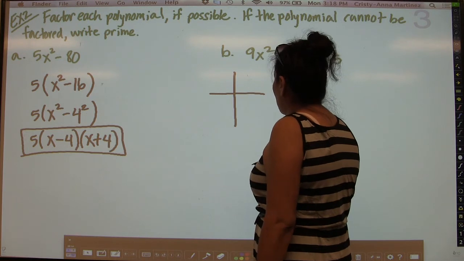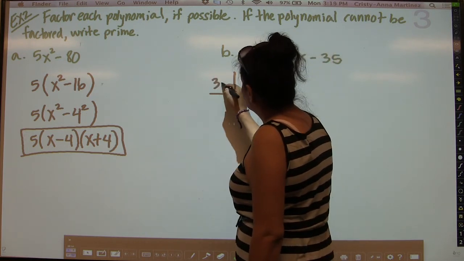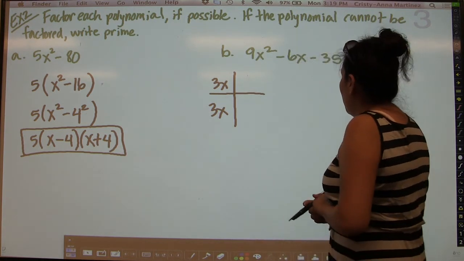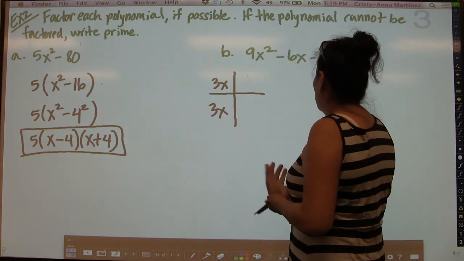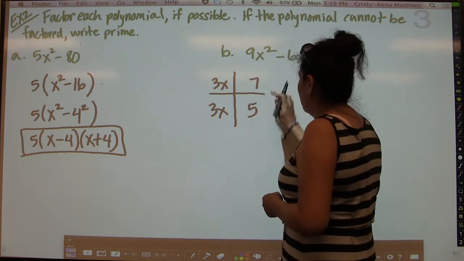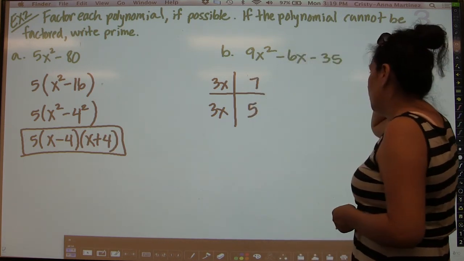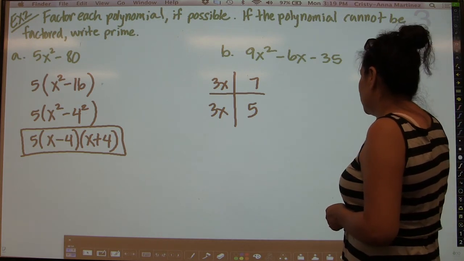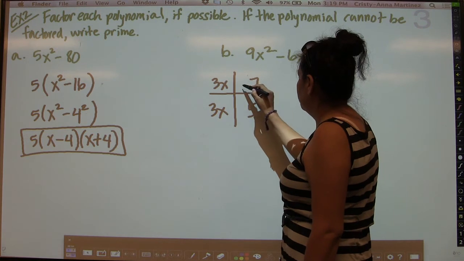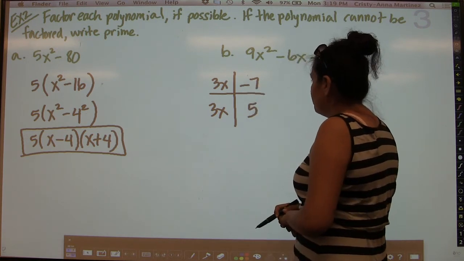And so with the 9, we're going to go 3x and 3x. I'm going to try that to get 9x squared. And then with the 35, we're going to go with 7 and 5, because 7 times 5 is 35. But one of those needs to be negative because it's a negative 35. So I'm going to go ahead and try putting a negative 7 there.